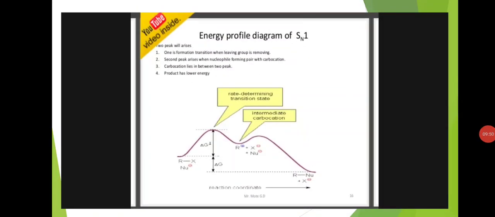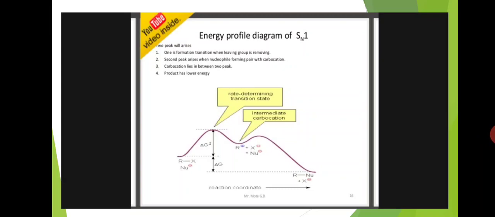And next is the energy profile diagram of SN1. Okay, here two peaks arise. One is the formation of the transition state when the leaving group is removed. The second peak arises when the nucleophile forms a pair with the carbocation. The carbocation lies in between the two peaks, and the product has lower energy.